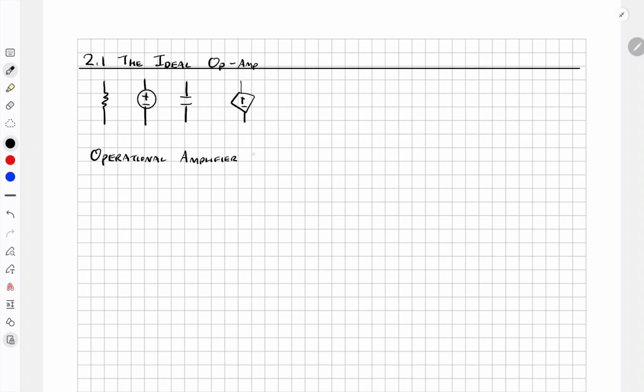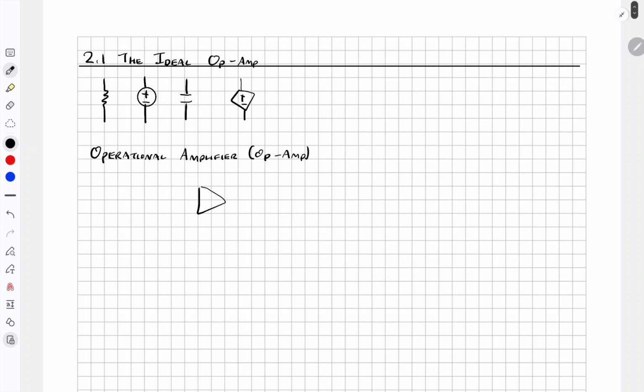The operational amplifier is also called the op-amp. The circuit symbol for this device is a triangle with a negative sign and a plus sign. There are two inputs to this circuit device, we'll call them V1 and V2, and the op-amp has an output, we'll call that V3. These are called the terminal pins on the op-amp. Terminal pins 1 and 2 are the inputs, and 3 is the output.